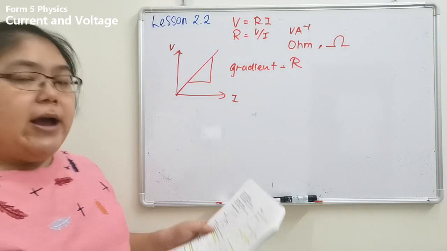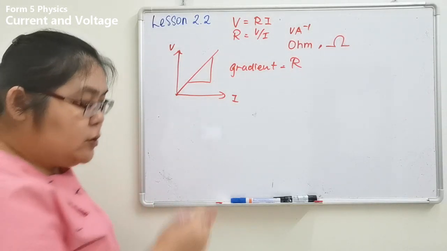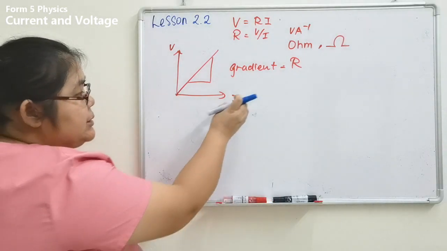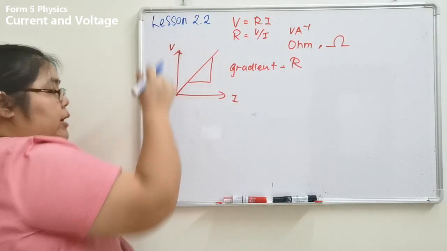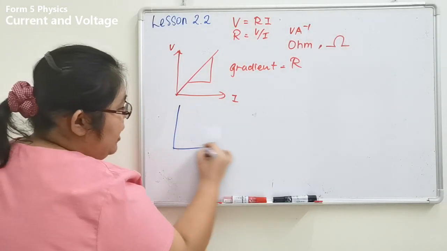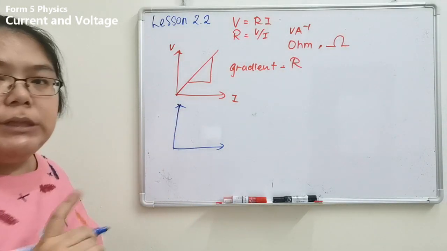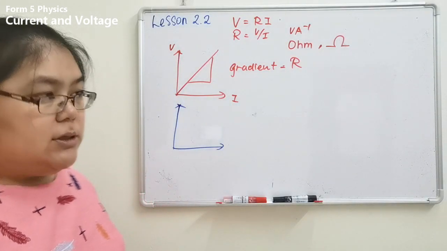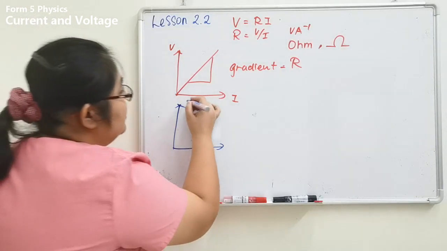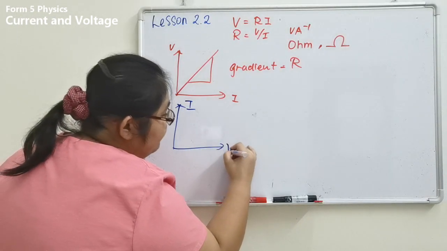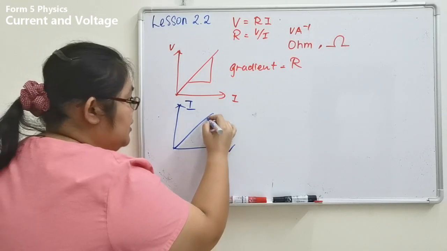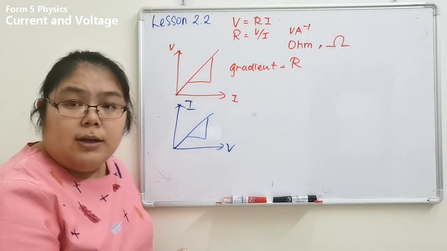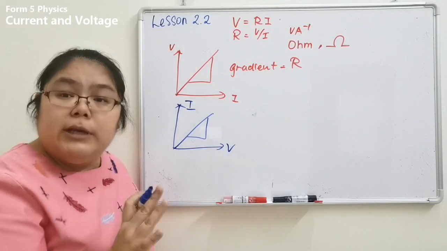Okay, the next one, if I flip the graph. What does flipping the graph mean? Flipping the graph means I reverse the symbols. When I reverse the symbols, many of you make a mistake. They say, okay, now it passes through the origin, so the gradient is the resistance. No, you must still be careful. This one becomes I, this one becomes V. The graph still looks like this. Then they ask you to find the resistance. Is the resistance still the gradient? Sorry, no, you must be careful.